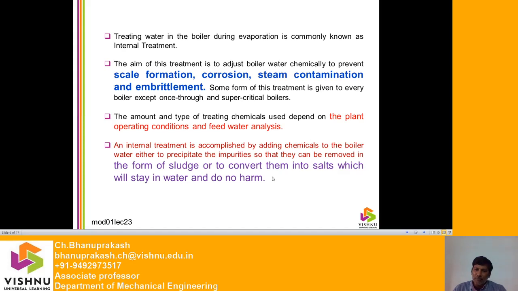The internal treatment is accomplished by adding chemicals to the boiler water either to precipitate the impurities so that they can be removed in the form of sludge, or to convert them into salts which will stay in water and do no harm. Either you can remove them as sludge, that is one type of treatment. Another type of treatment is to convert impurities into salts which will stay in water and do not do any harm.